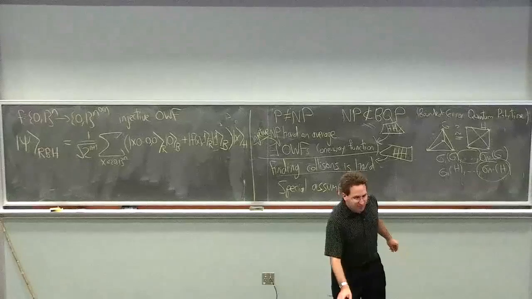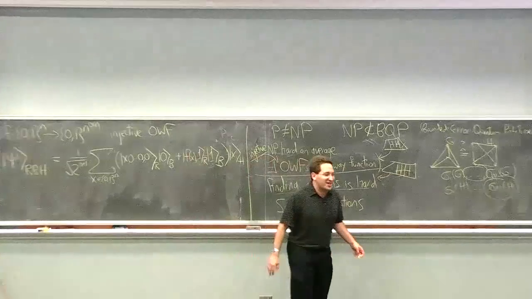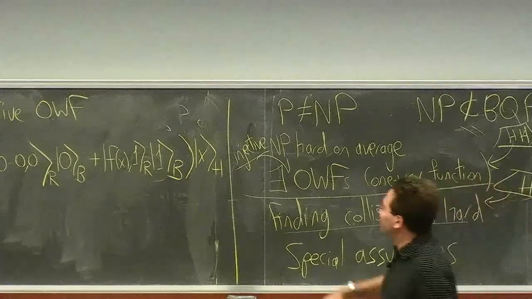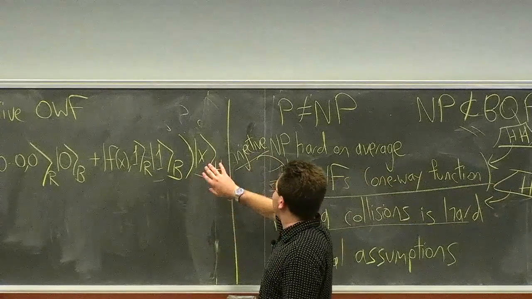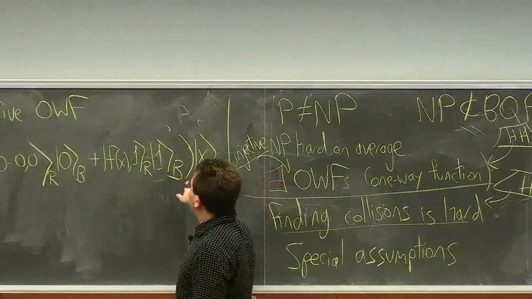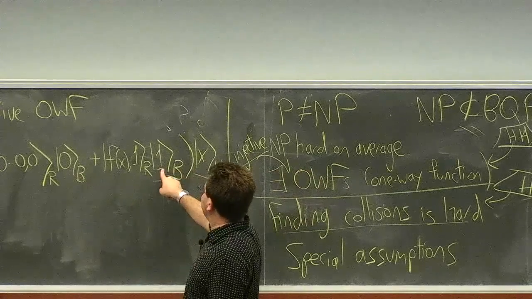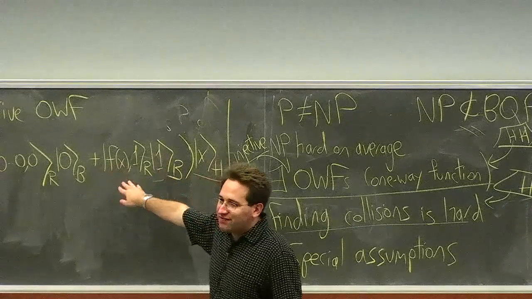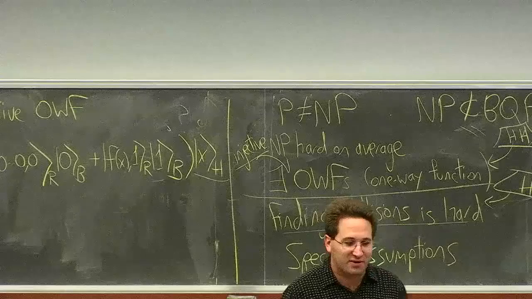I claim that if we know how to compute f, then we can certainly prepare this state efficiently. I put x in, apply a quantum circuit that puts x in superposition, and then I put this b in superposition, and then conditioned on b being 1, I compute f and write it into this register. I can do all that with a quantum computer, no problem.